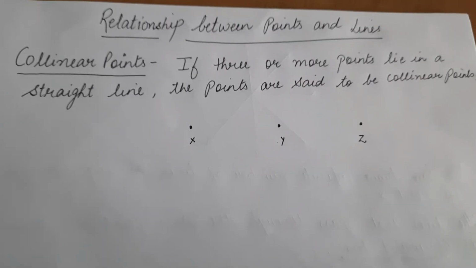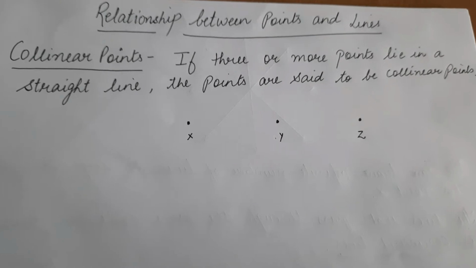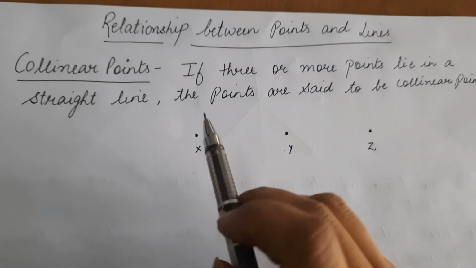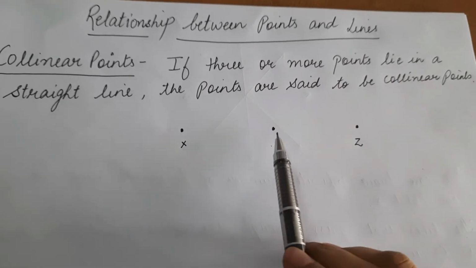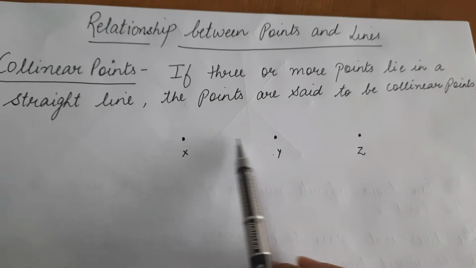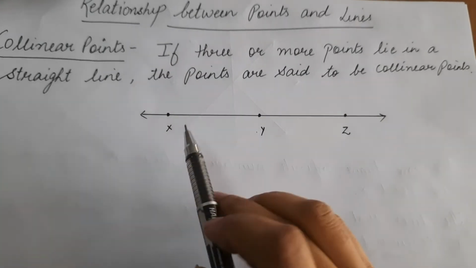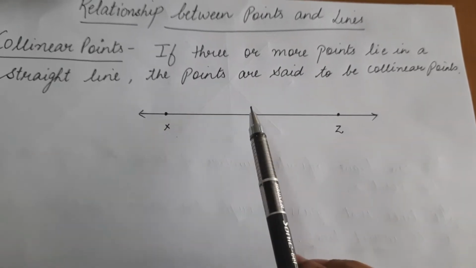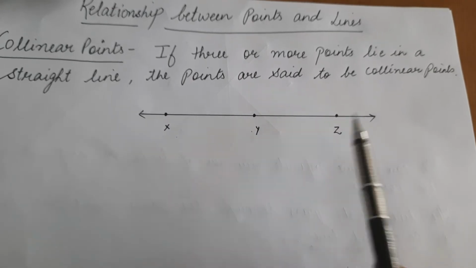Next comes collinear points. What are collinear points? See, if three or more points lie in a straight line, the points are said to be collinear points. Here I am having 3 points X, Y, Z, and these 3 points lie in a straight line. So X, Y and Z are collinear points. If 3 or more points lie in a straight line, then these points are called collinear points.